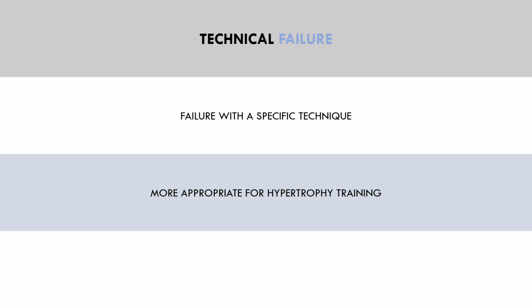If you break form to continue the set, then you have already reached the point of technical failure. Technical failure is more relevant for hypertrophy training, as failure is achieved when the target muscle fatigues. This ensures each set involves the target muscle as the limiting factor rather than any other muscles or systems. However, technical failure can also be somewhat subjective.